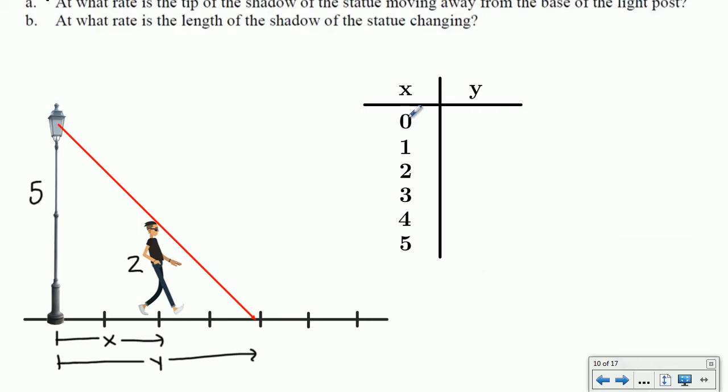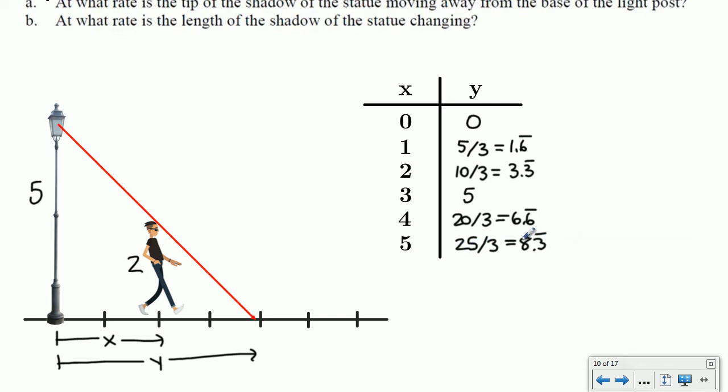At a distance of 0 from the lamppost, the statue is 0, the shadow is also 0. At a distance of 1, the shadow is 5/3 from the lamppost, or 1.6 repeating. At a distance of 2 from the lamppost, the shadow is 10/3, or 3.3 repeating. At a distance of 3 meters, it's 5. At a distance of 4 meters, it's 20/3, or 6.6 repeating. And at a distance of 5 meters, it's 25/3, or 8.3 repeating. So once you've filled out the table, that's what you should have.